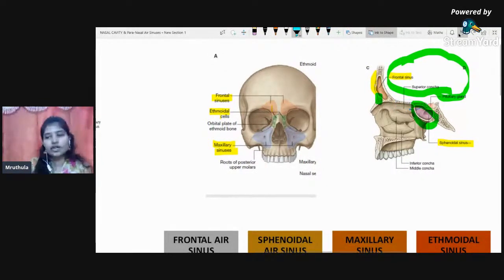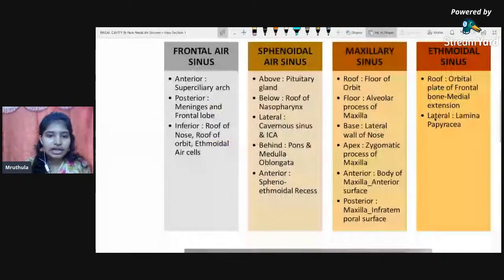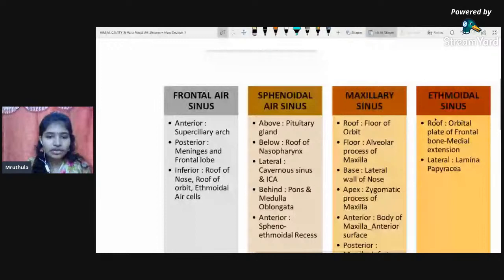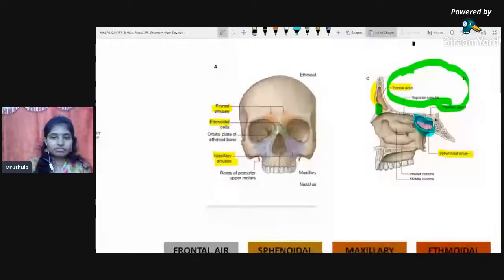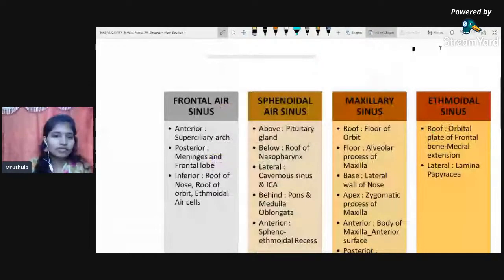Now let's see about the sphenoidal air sinus. So where do we have the sphenoidal air sinus? This cavity. So for this, what are the relations we should be saying? We have superior, inferior, lateral, posterior, and anterior. We have many relations for this sphenoidal air sinus. Superiorly, what do we have? Inferiorly, what do we have? Then lateral, then posterior and anterior. So we have 5 relations.